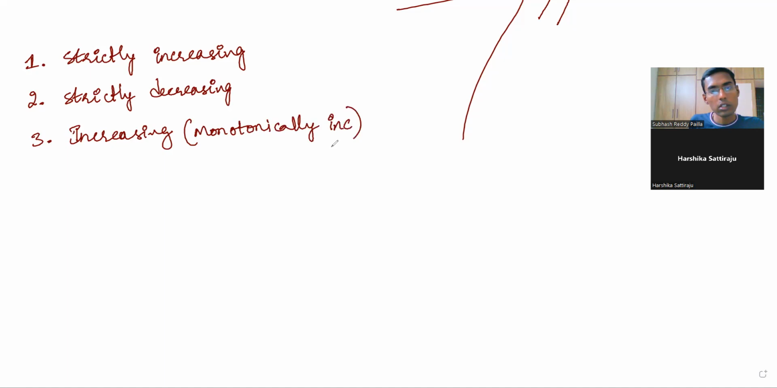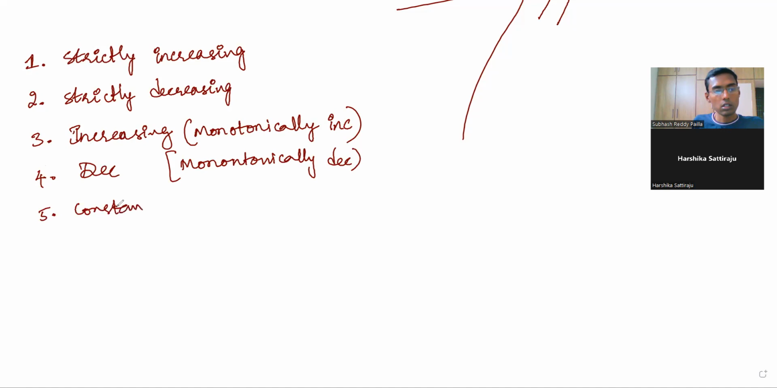Monotonically increasing. And next, decreasing, or you can say monotonically decreasing. And then comes constant. Next, I told you already, this is neither increasing nor decreasing. This terminology you should understand.